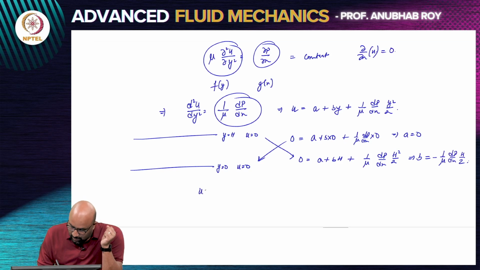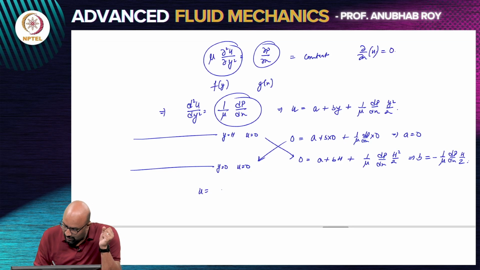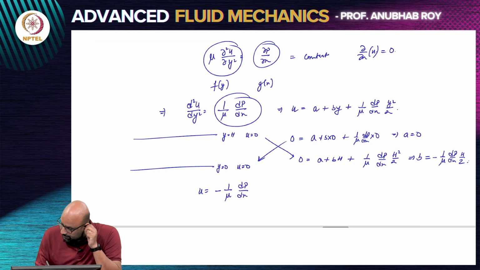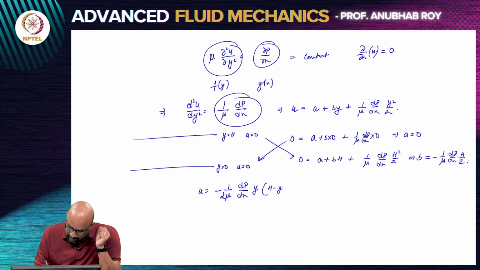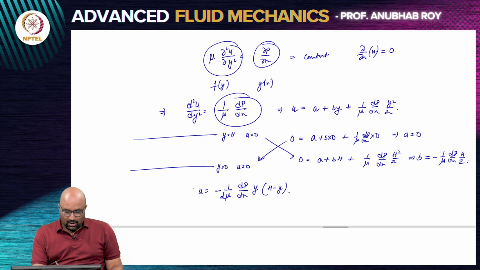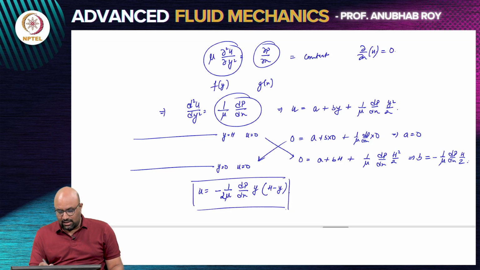So we substitute and we obtain the relation that u = minus 1/μ dp/dx y, I'll take the 2 outside, (h minus y). So that is your velocity profile when you have a pressure drop at the two ends.